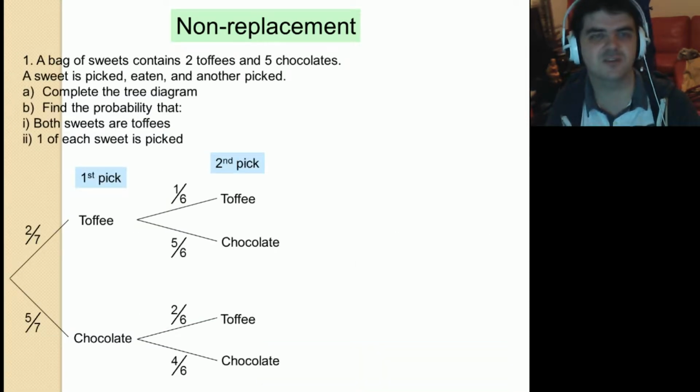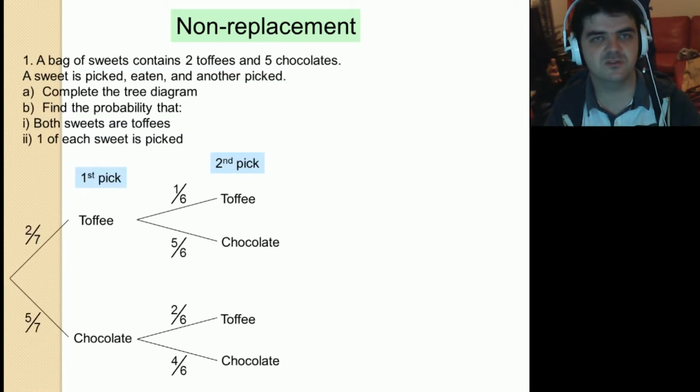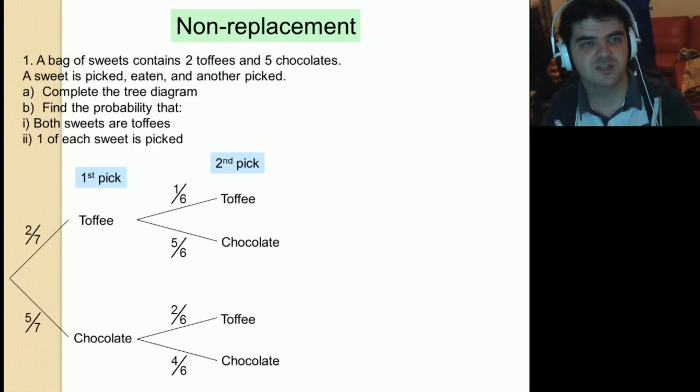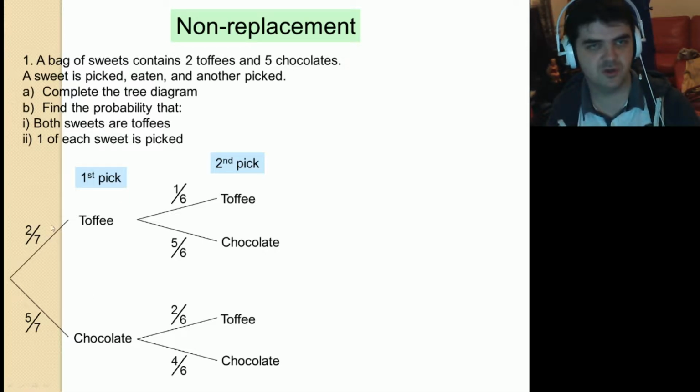Okay, so let's look at another example. A bag of sweets contains 2 toffees and 5 chocolates. A sweet is picked, eaten, and another picked. Complete the tree diagram. Well, I've already done that for you. But find the probability that both sweets are toffees and that one of each sweet is picked. So 2 toffees and 5 chocolates. There's 7 in total. So there's 2 out of 7 and 5 over 7 as the initial probabilities. If I pick a toffee and don't put it back, well, I eat it in this case.